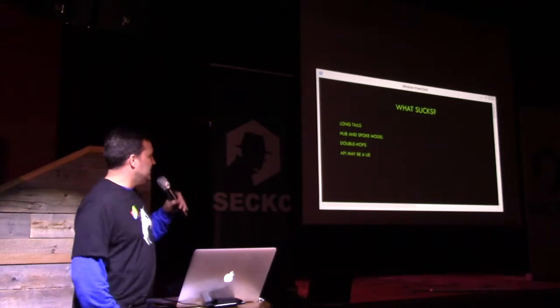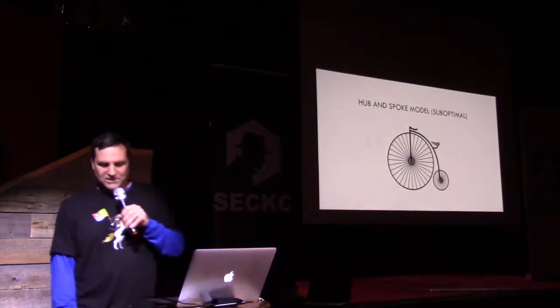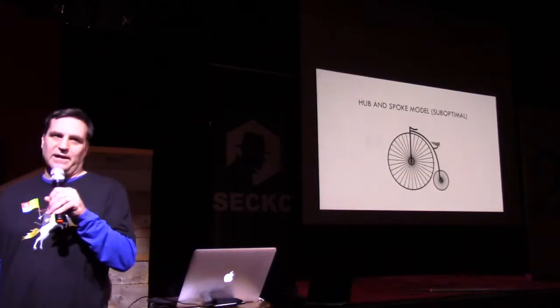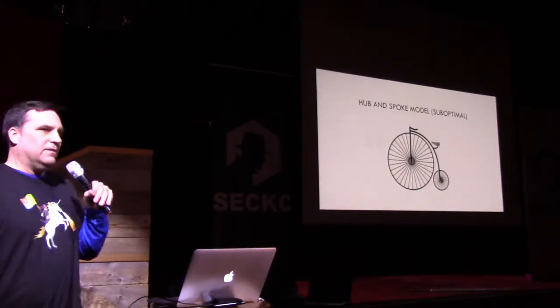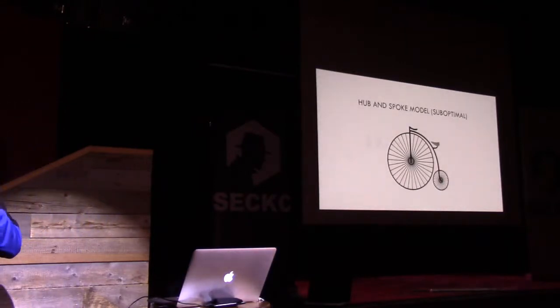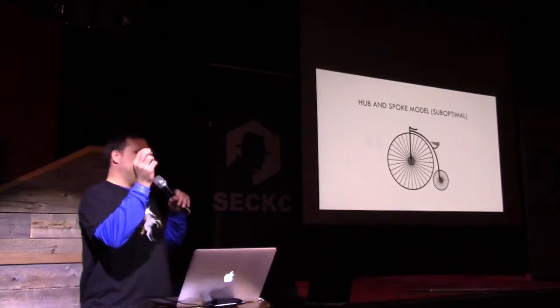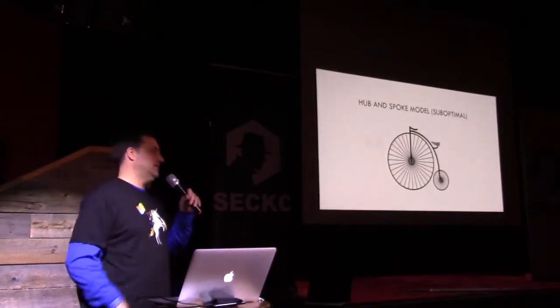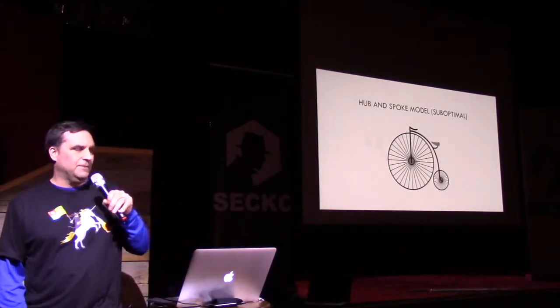The other thing that sucks is the hub and spoke model. If you don't know what I'm talking about, think about the bicycle wheel here. With Kansa and almost all of the commercial incident response tools that are out there, they have this hub and spoke model, right? You've got one appliance that sits in your network, and it can have 10,000 machines that send data back to it. If you want to scale up to 100,000 machines, now you've got to have 10 appliances.